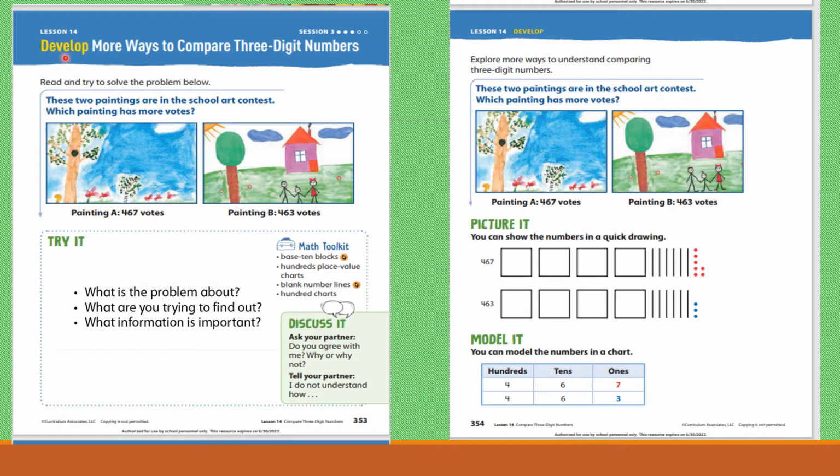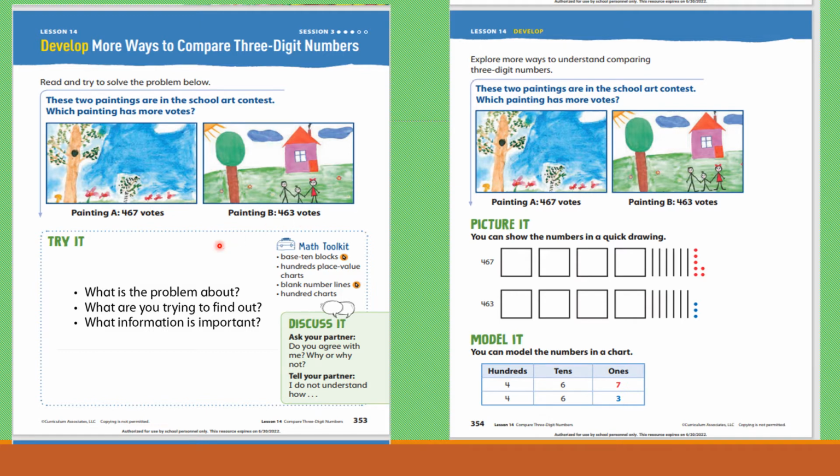Let's look at this page, Develop More Ways to Compare Three-Digit Numbers. It says, read and try to solve the problem below. These two paintings are in the school art contest. Which painting has more votes? Painting A, 467 votes, or painting B, 463 votes?